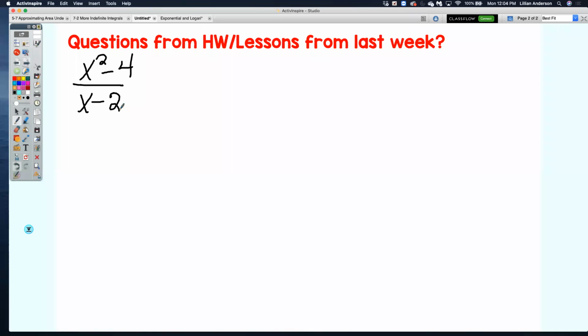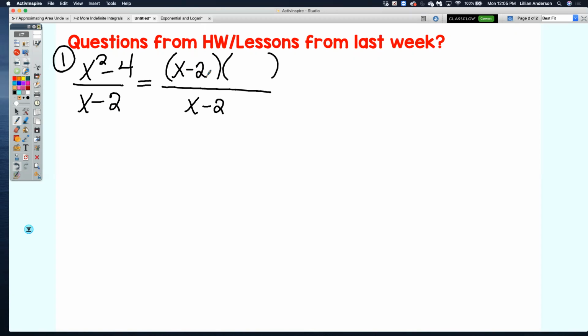Was domain one of the things you had to find? No? Okay, so we didn't have to find domain on number 1 from the homework. But we did have to find holes, didn't we? Yes. Does the top of the function factor? To what? x minus 2 times x plus 2.